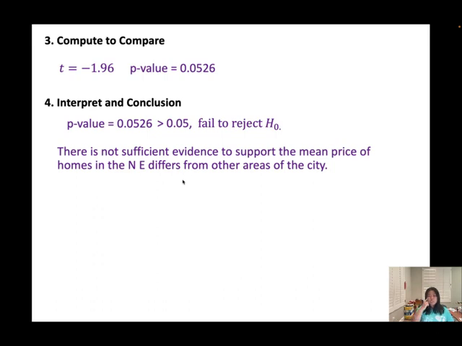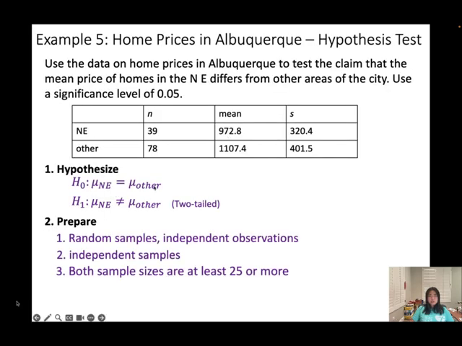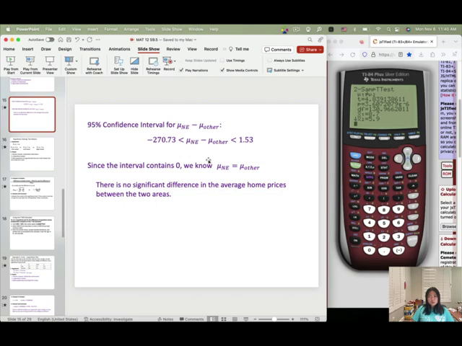Okay, you also can compare the result with the confidence interval. So fail to reject, that means they're equal to each other, right? The null hypothesis is going to be right. They're equal to each other. And for the confidence interval, we find that the confidence interval contains 0. So we know they are equal to each other. It matches with our result. So this is good.